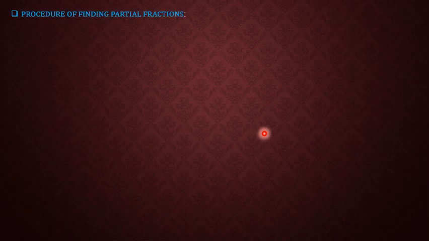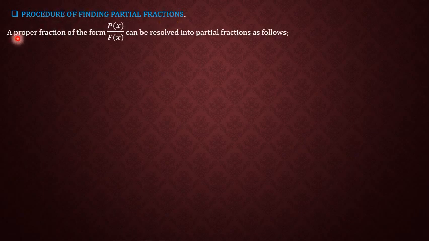All right, so now let's look at the procedure. Let's look at the procedure of finding partial fractions, or you can still say the method of finding partial fractions. So a proper fraction of the form p of x divided by f of x can be resolved into partial fractions as follows.